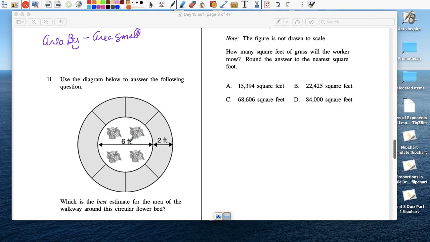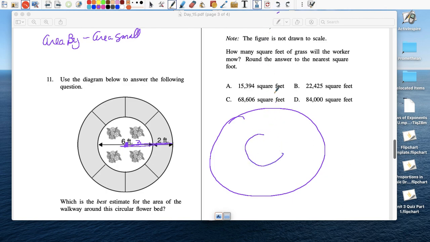So the area of the big circle is, again, if that's 6, that means this is 3, which means the radius of the big circle is 3 plus 2, which is 5. So the radius I have, let me draw this again, a little bit better.